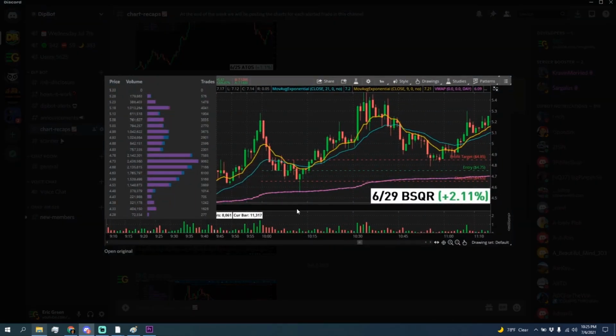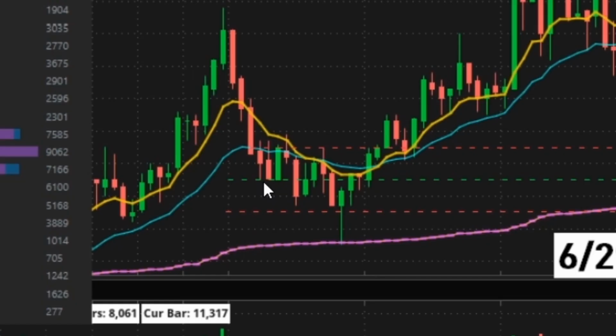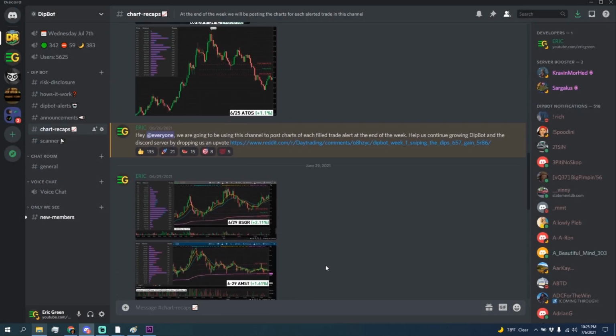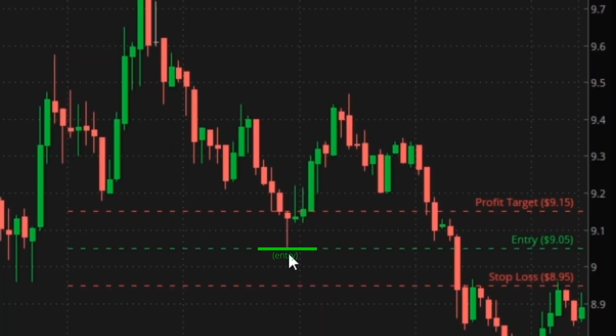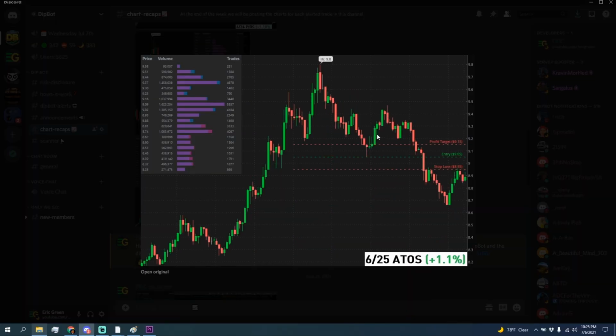Next up is BSQR, and nothing to say about this one. It's just a perfect entry, another bottom tick entry right into our profit target. Looks like it was a 3-minute trade. Next is ATOS, another perfect bottom tick entry, another 5R trade, maybe 4R. I'm kind of just eyeballing it, but it looks like a 4 to 5R trade.